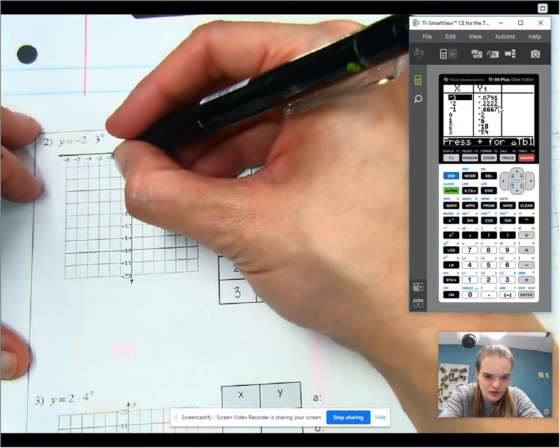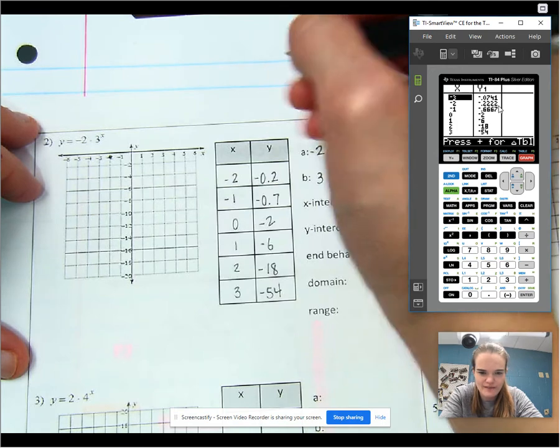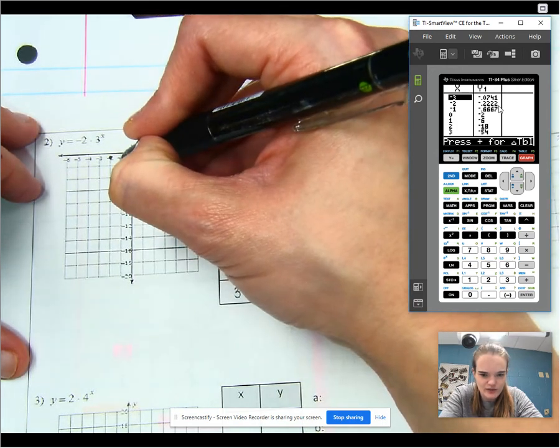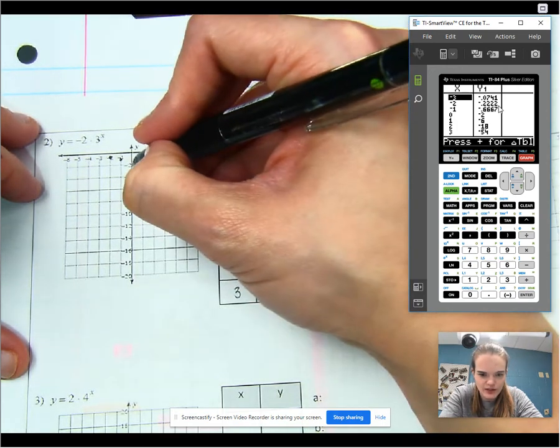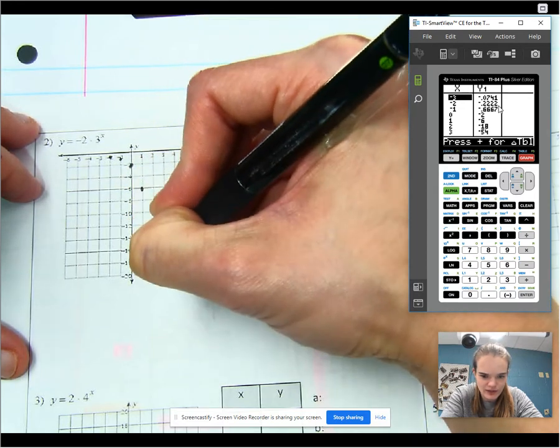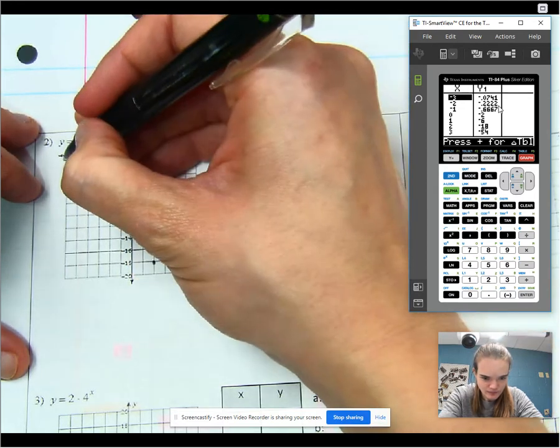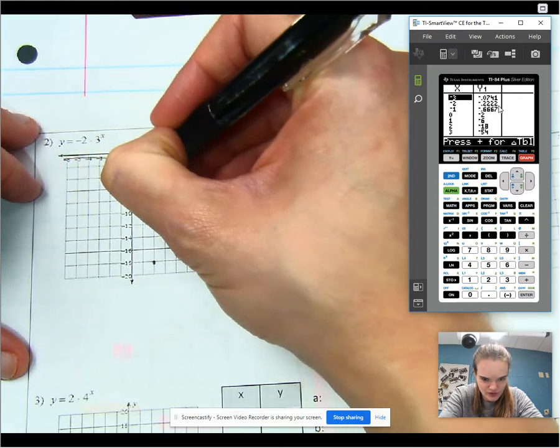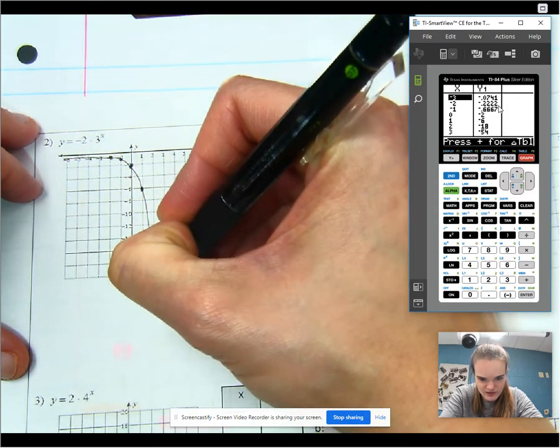-2, -0.2 is very close to 0. -1, -0.7 is a little closer. 0, -2. 1, -6. 2, -18. It's never going to cross that x-axis.